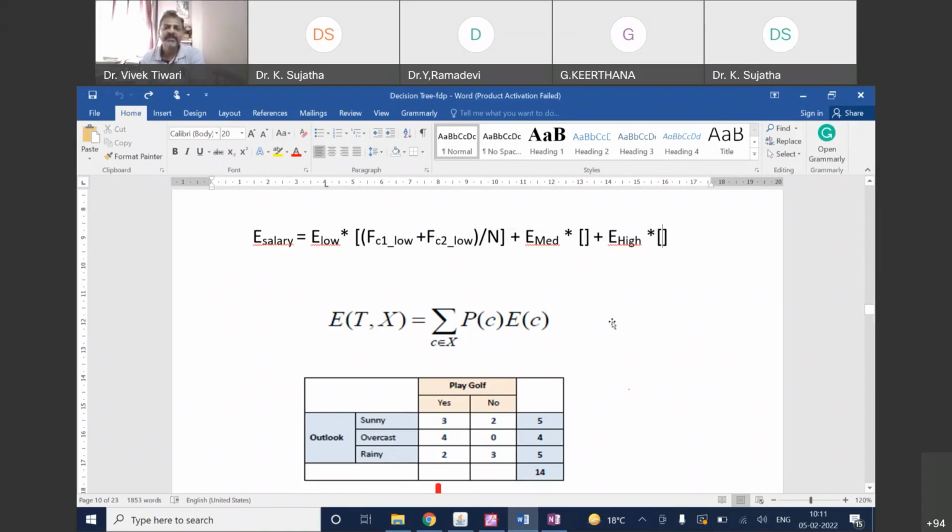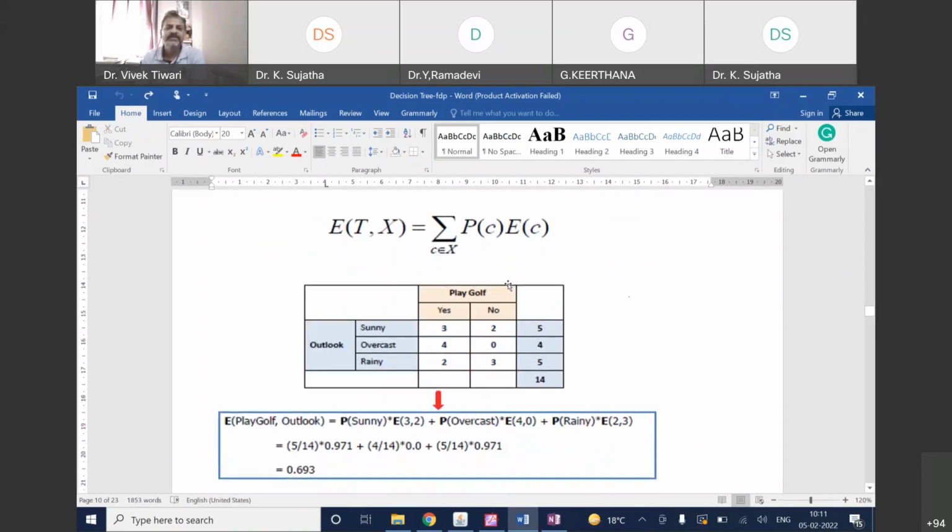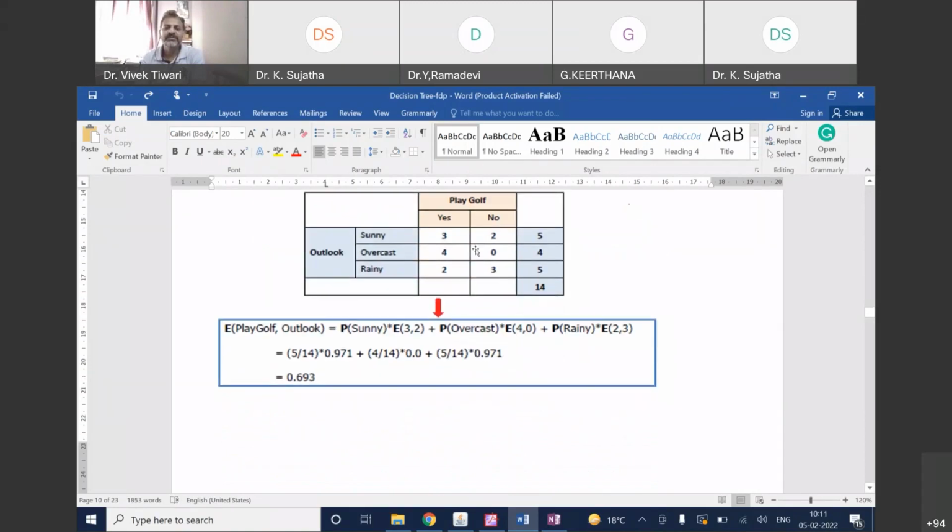Now I will take one example to demonstrate how it works. Suppose we have a variable outlook. Outlook means salary, you can consider. So outlook has three sub-levels: sunny, overcast, and rainy. You can make the analogy like low, medium, and high. There are the classes yes and no. A total of 14 observations are there.